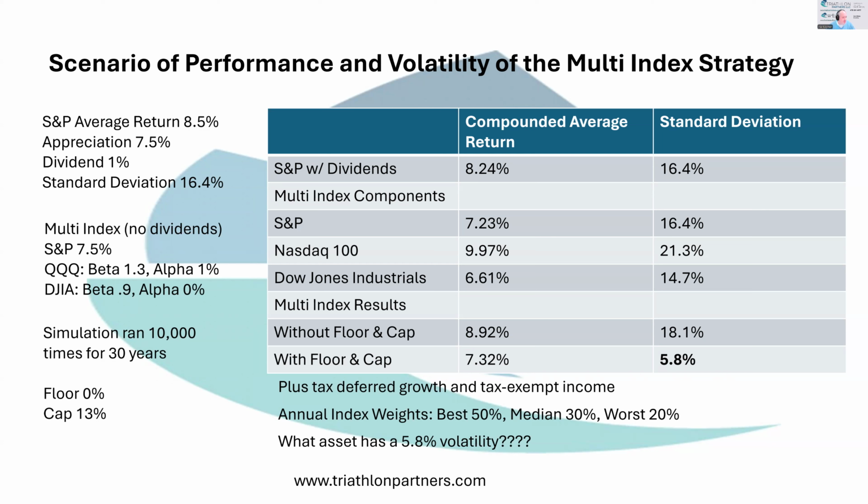We see that the average compounded return, when I've run for this, is the average return over 30 years, and I've run this 10,000 times, right? With the floor and the cap, the compounded average return is 7.3%, less than 1% off from the S&P with the dividends. But look at the standard deviation, 5.8 versus 16.4.